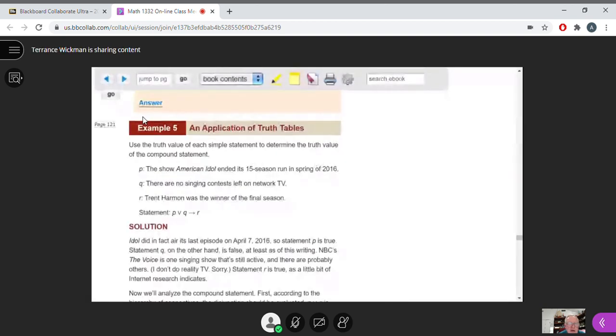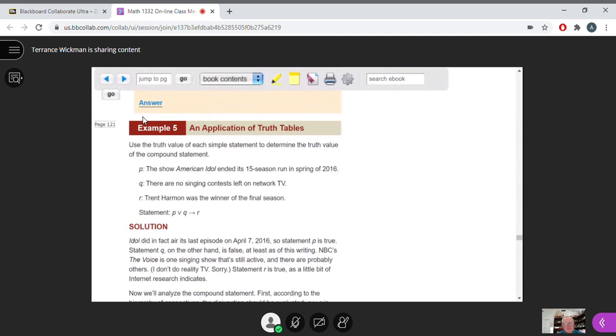Told you that this would not be your favorite class. All right, so now look, it says here the truth value of each simple statement to determine the truth value of the compound statement. P: American Idol ended its 15th season running in spring of 2016. Q: there are no singing contests left on network TV. R: Trent Harmon was the winner of the final season.